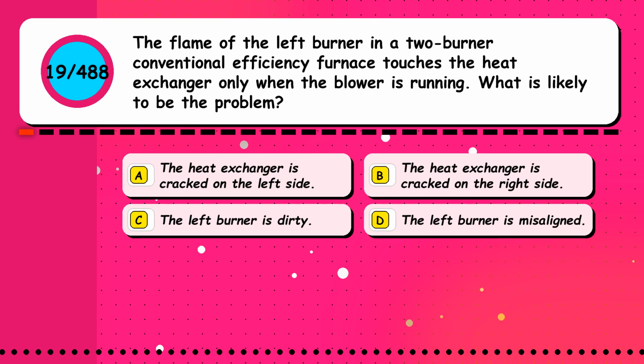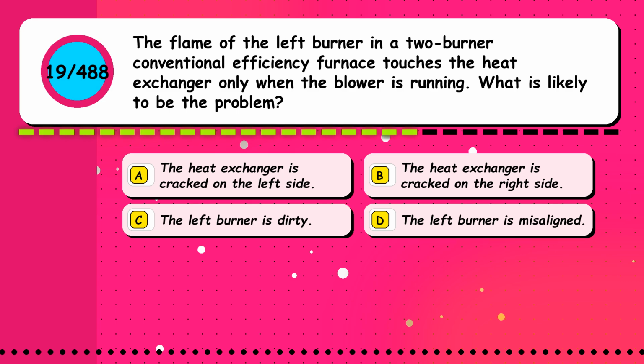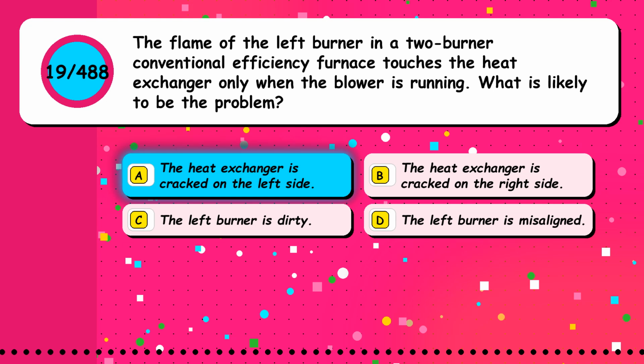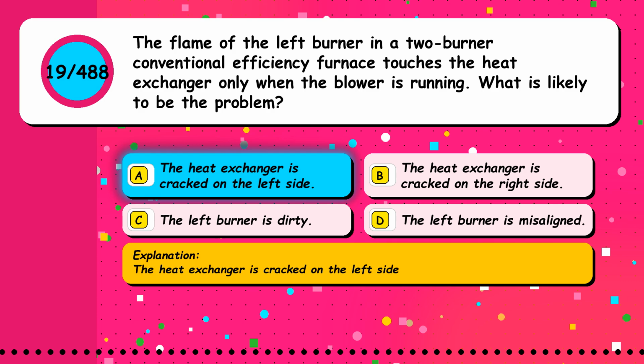Question 19. The flame of the left burner in a 2-burner conventional efficiency furnace touches the heat exchanger only when the blower is running. What is likely to be the problem? Option A. The heat exchanger is cracked on the left side. Option B. The heat exchanger is cracked on the right side. Option C. The left burner is dirty. Option D. The left burner is misaligned. The correct answer is option A. The heat exchanger is cracked on the left side.